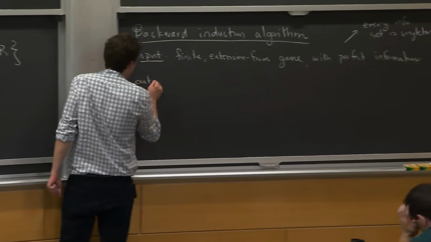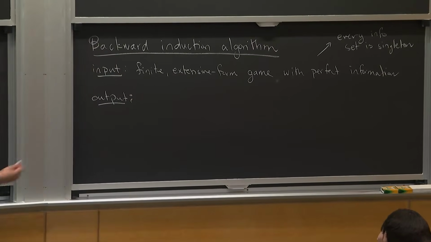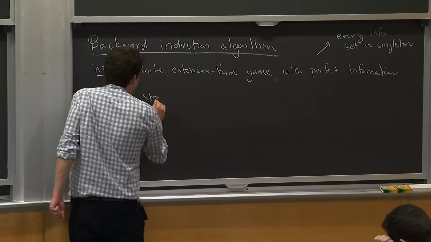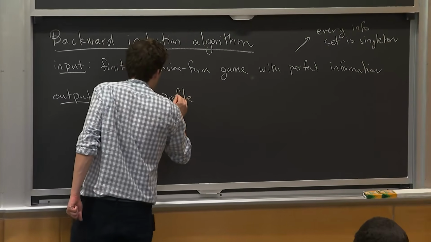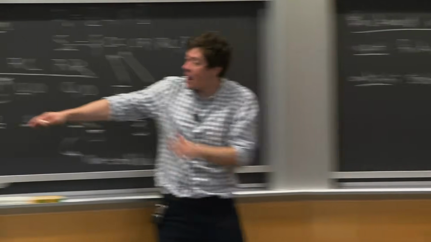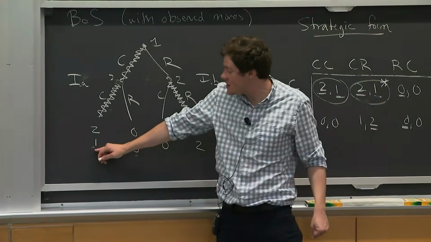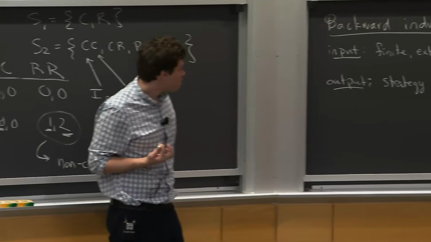And what is our output? We have to keep in mind that the output is always a strategy profile. It's not a pair of payoffs. It's the full strategy profile. And this is the most common mistake I see. People just list the payoffs they get at the end. They follow the paths down, and they say 2-1. But you really have to specify the full strategy profile.